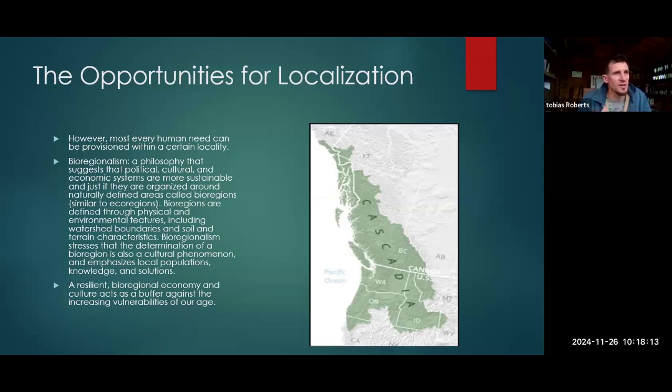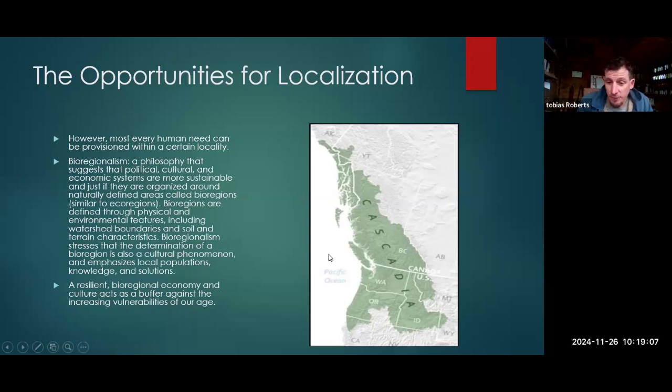Bioregionalism is a word that I think is important to rediscover. It's an economic kind of philosophy that suggests that political, cultural, and economic systems are more sustainable and just, fair, if they are organized around naturally defined areas called bioregions. Another word to think of bioregions is ecoregions. So bioregions or ecoregions are defined through their physical and environmental features, for example, a watershed, soil and terrain characteristics, and different cultural aspects as well, not just about the natural world, but about different cultural boundaries, where certain language groups operate, etc. Bioregionalism stresses that the determination of a bioregion is also a cultural phenomenon. It emphasizes local populations, local knowledge, and local solutions.